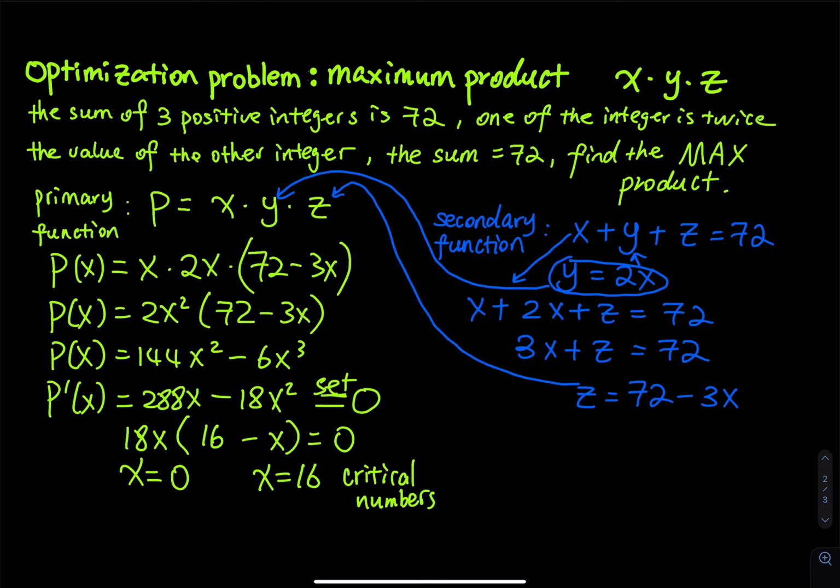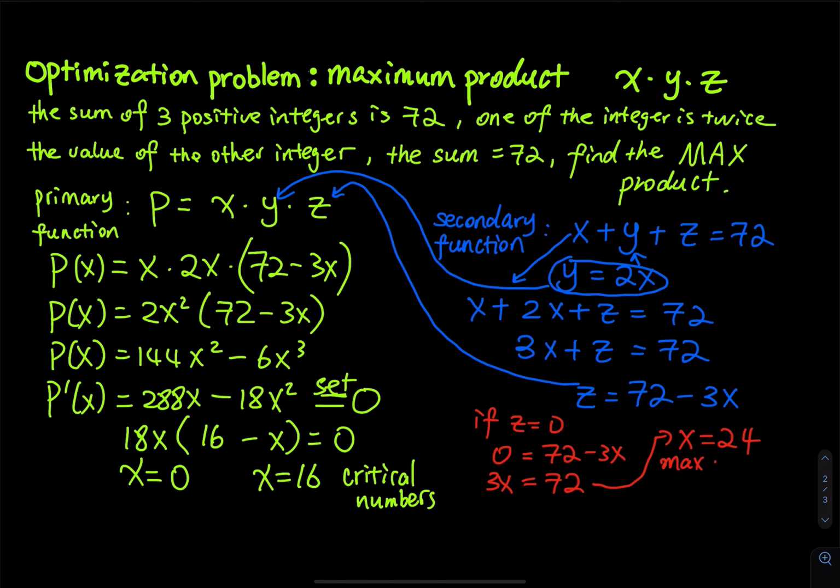I don't want z to be negative, so I'm going to use a different color. So what if z equals 0? When z is equal to 0, we have 0 equals 72 minus 3x, and then we have 3x equals 72. So x is equal to 24. That is the maximum x value, to avoid a negative z.